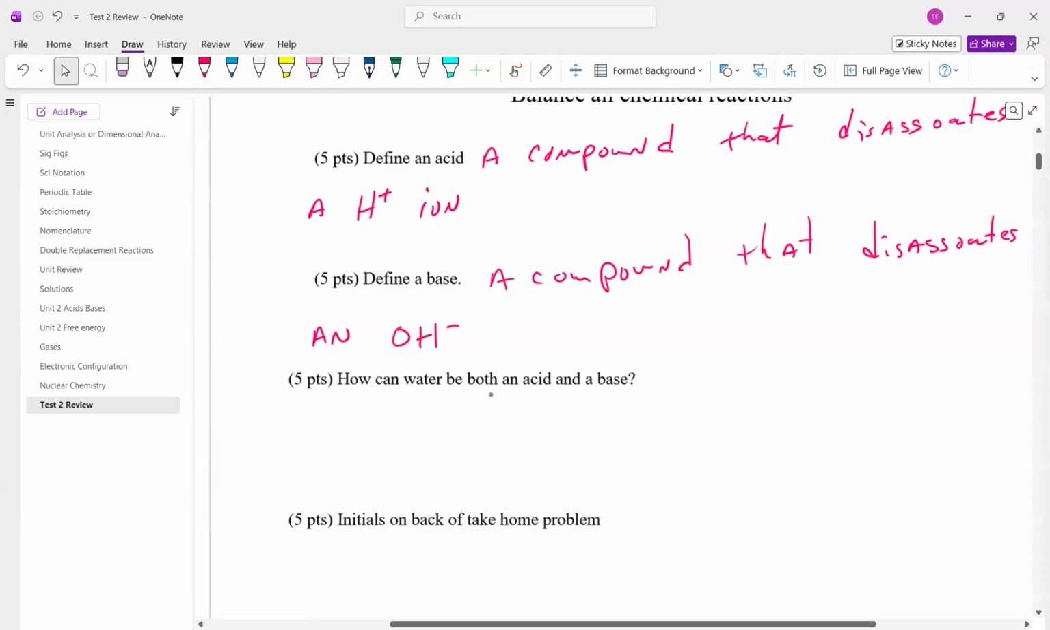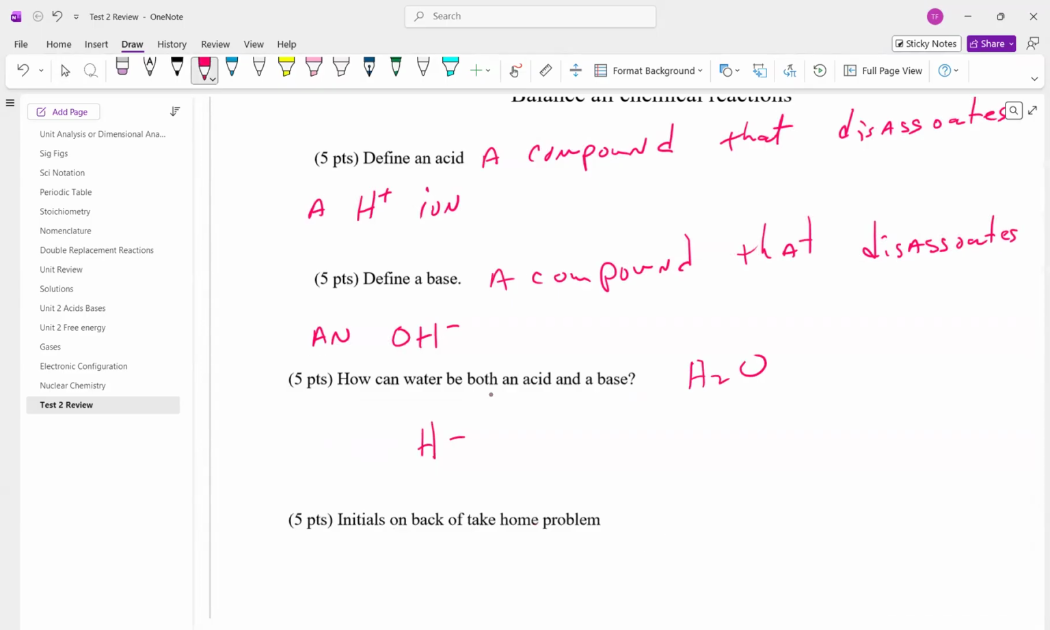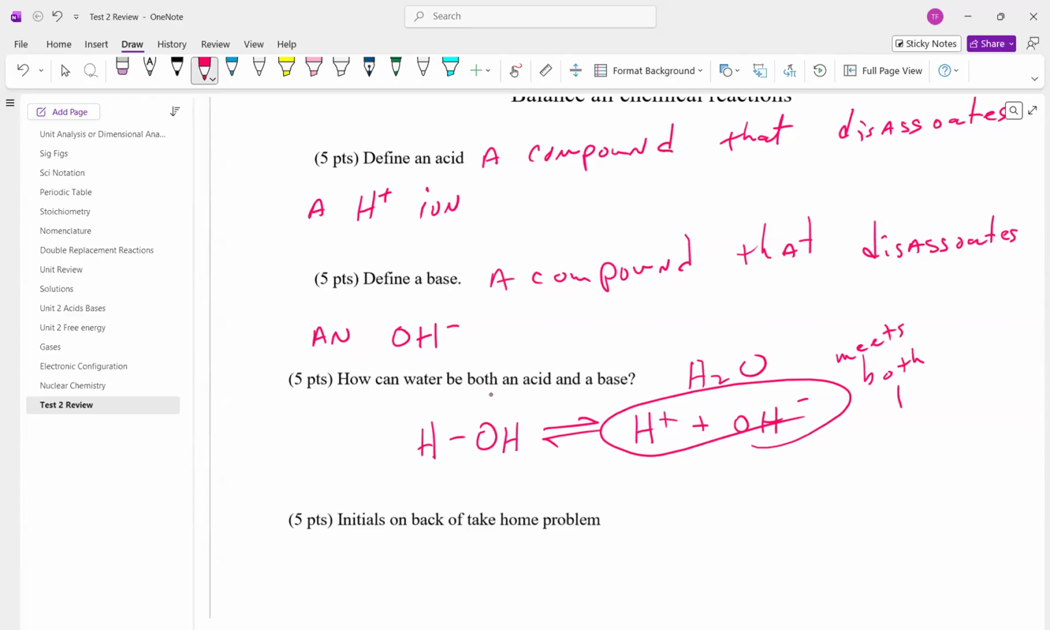Okay, how can water be both an acid and a base? Well, if you look at the formula for water, as you all know, it is H2O. If you look at it like this, it's got an H and an OH, and it dissociates. So this is why it meets both definitions. It can dissociate an H plus and dissociate an OH minus.